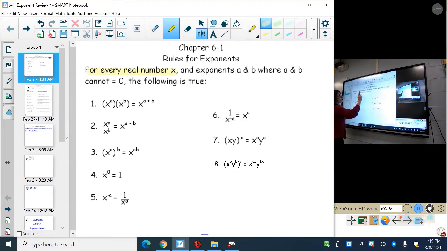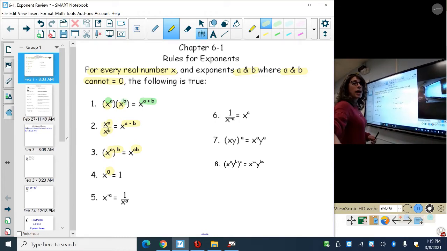For every real number x and the exponents a and b, they cannot be 0. The following is true. If I have a base to two different powers, a and b, then you are going to add those exponents. If I have the same base attached by division with two different exponents, then you are going to subtract them. One base raised to two exponents, you multiply them. Anything raised to the 0 power is always, forever, 1. I can have the entire alphabet in there, and it's raised to the 0 power, and it's still going to be 1. Okay?